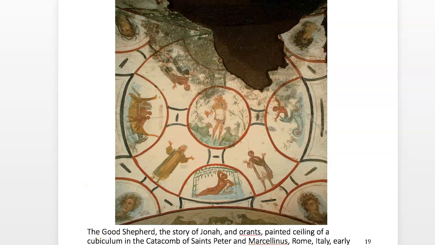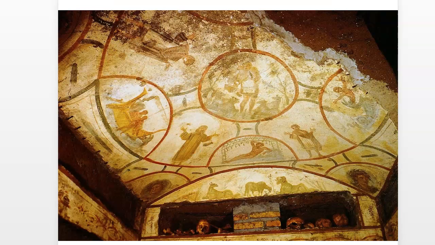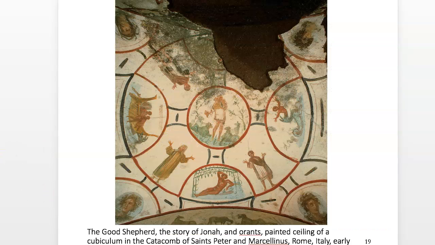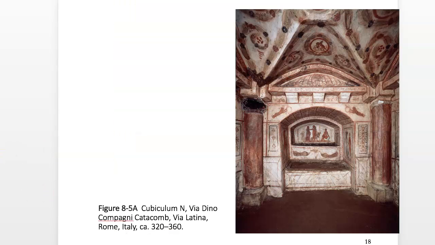It's called The Good Shepherd. It has the story of Jonah around it in these lunettes. And these figures here are called orants. They're praying figures. It's from the early 4th century. This is showing it kind of in sight looking up at the ceiling with some of these openings. So the earliest of all these kind of paintings that we ever saw in here is from about 200 AD.